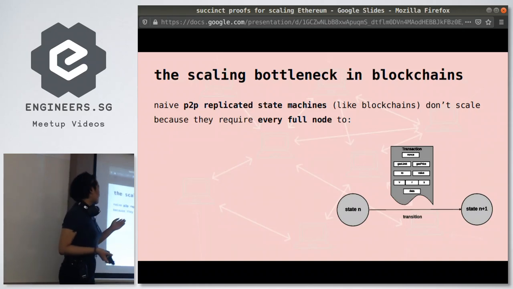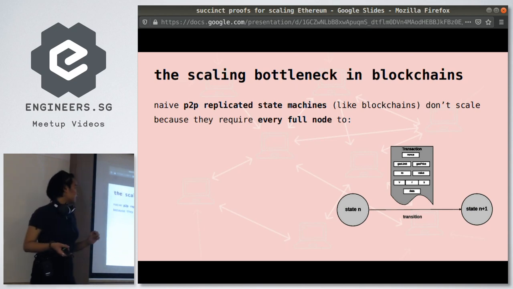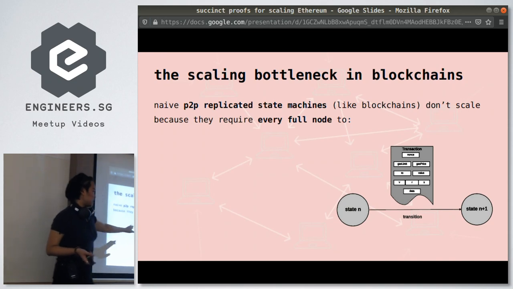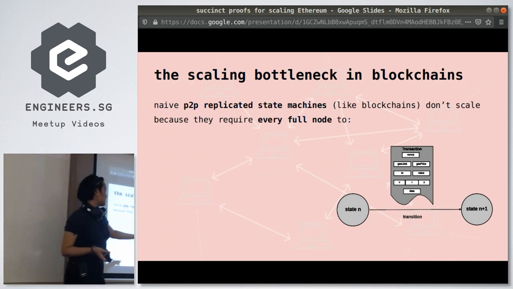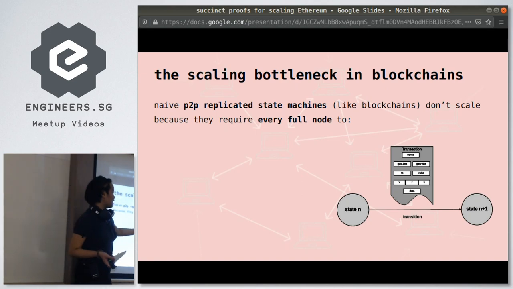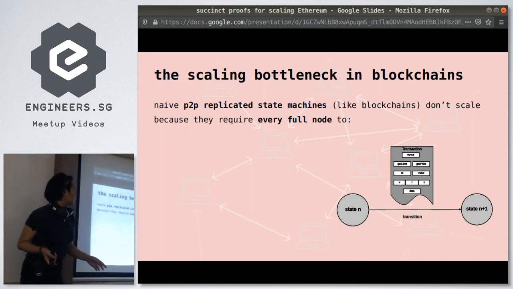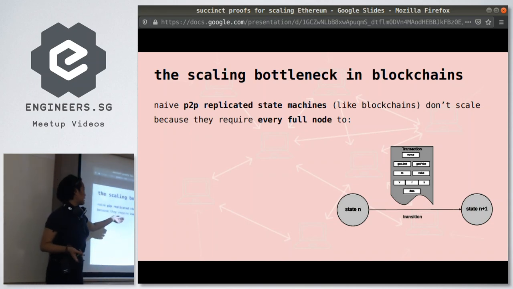So a blockchain is a peer-to-peer replicated state machine. So you guys are aware of what a state machine is? Yes, okay, so it has a set of instructions, it takes in some input, and it has some state, and based on the input and the instruction, it changes the state. So that's why it's called a state machine.